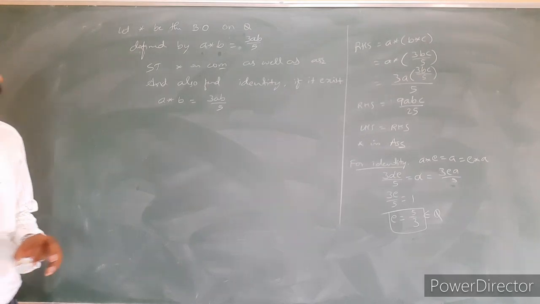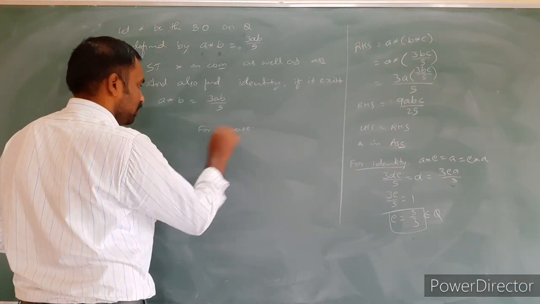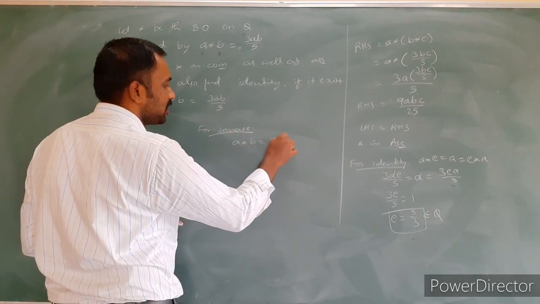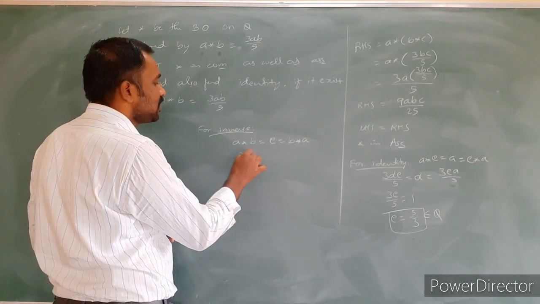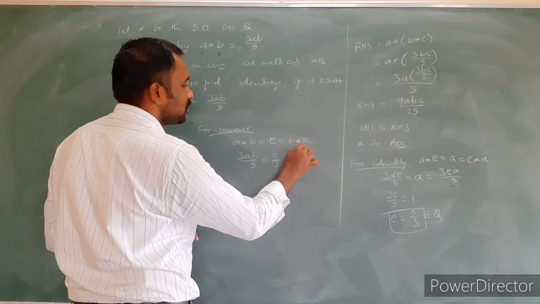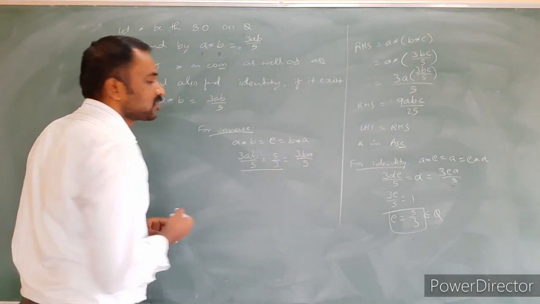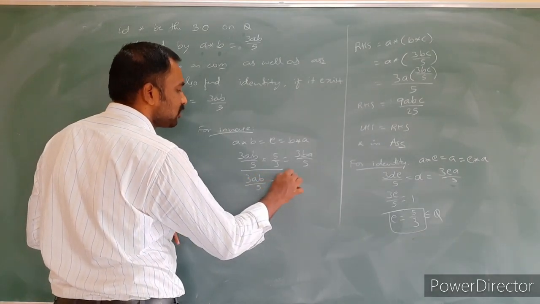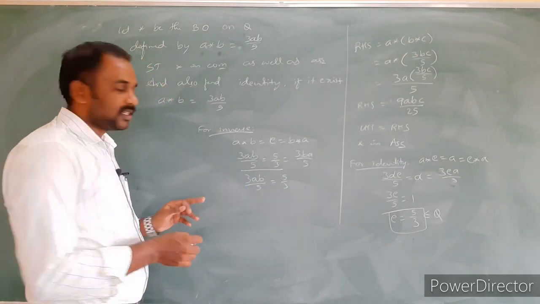What is the invertible element? So for the inverse, what do you say about the inverse? Definition: a star b is equal to the identity element is equal to b star a. a star b is nothing but what? 3ab by pi. The identity element we already have, pi by 3, is equal to 3ba by pi. Completely satisfied. It is sufficient to solve only this much. What happens? 3ab by pi is equal to pi by 3. Okay, so I need the b value. What is the b value?